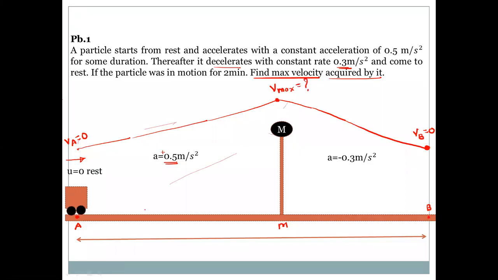For the A to M motion, we don't know the time, and we don't even know the distance. So let us take this time as T1 to travel from A to M. The total time is given: the particle was in motion for 2 minutes. That is, from A to B, the total time T is equal to 2 minutes, which is equal to 120 seconds. And we have to determine the maximum velocity. You can observe the motion.